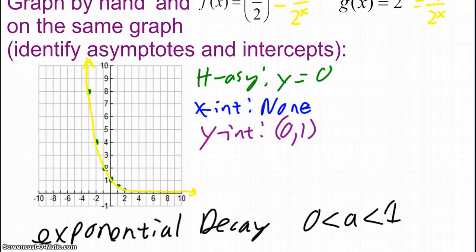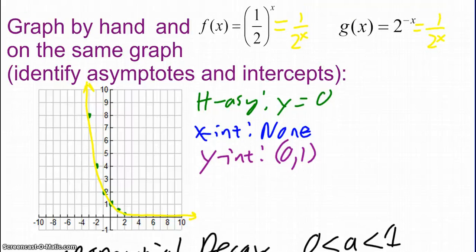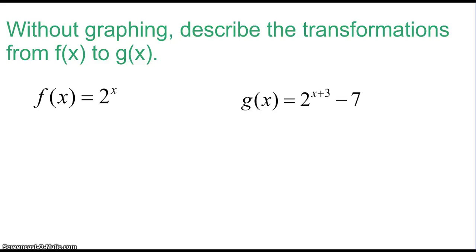Notice that the domain and range are the same as the previous two graphs here. Unless there is some sort of shift, the domain is always going to be all real numbers and the range is always going to be 0 to infinity. The domain will actually always be all real numbers for any exponential function. The range will change with a vertical shift.